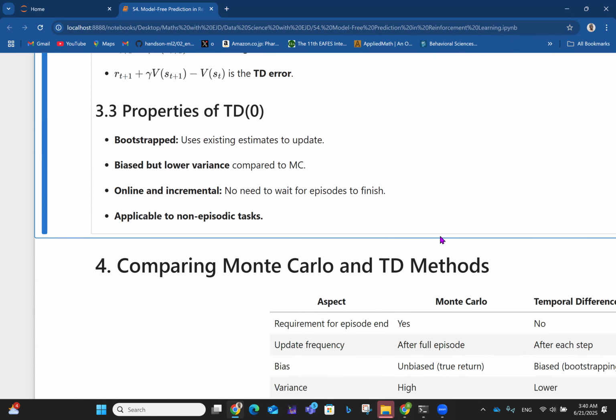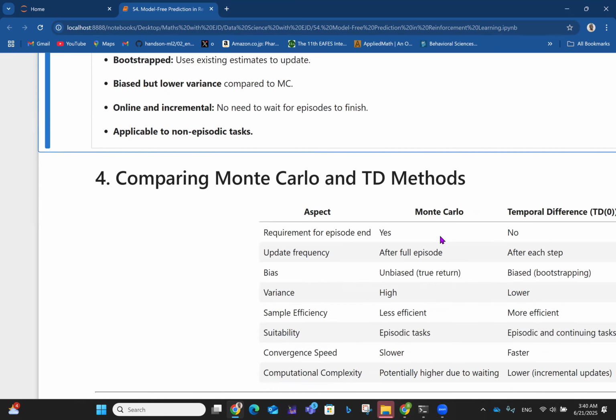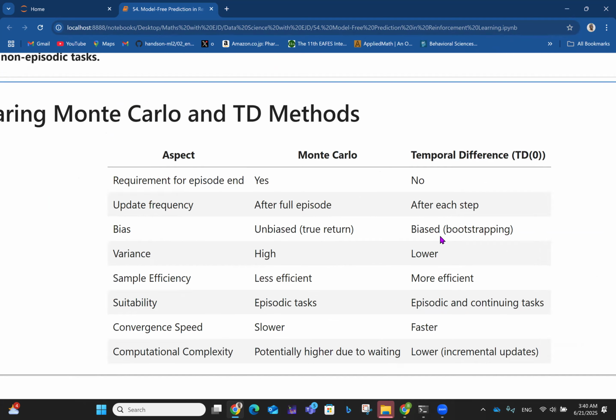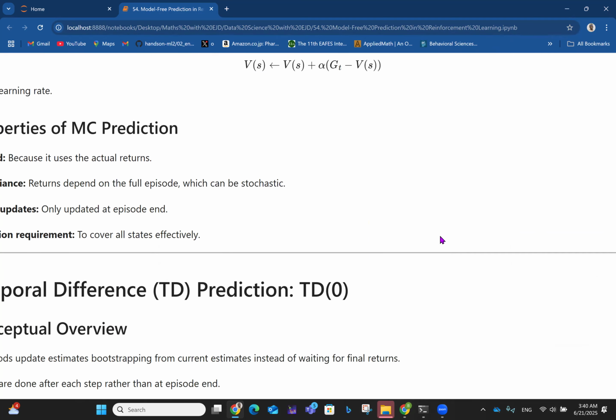So the properties of temporal difference: it's bootstrapped, right? It uses existing estimates to update. It is biased, but with lower variance compared to Monte Carlo. Then it is online and incremental, with no need to wait for episodes to finish. It is applicable to non-episodic tasks. So, comparing Monte Carlo and TD methods for prediction, right?